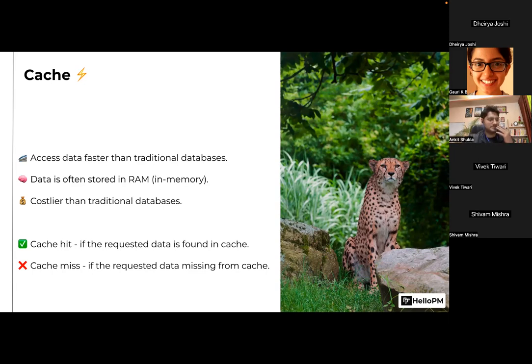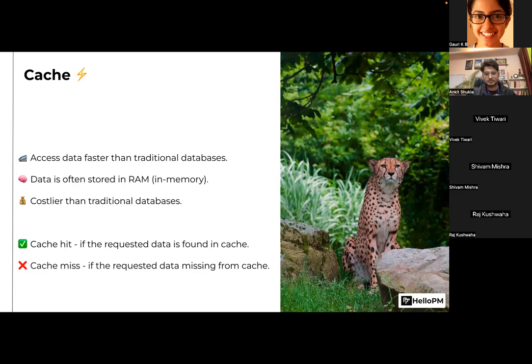Just one question. How do content delivery networks feature here? I mean, how is it related? Is it completely different? That is going to come in a while. Okay, fine.